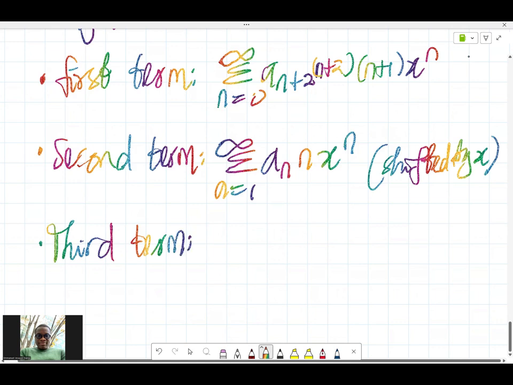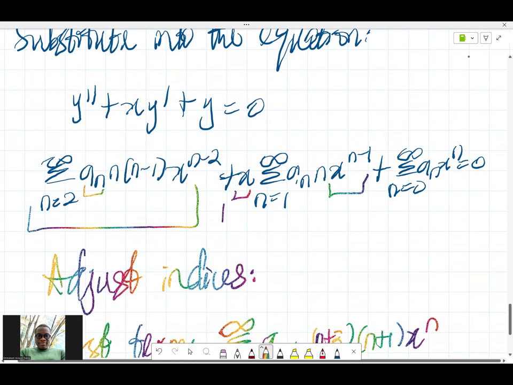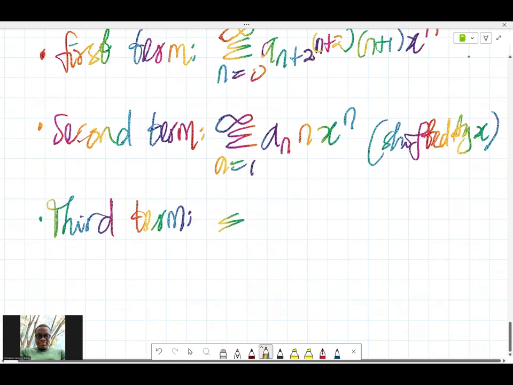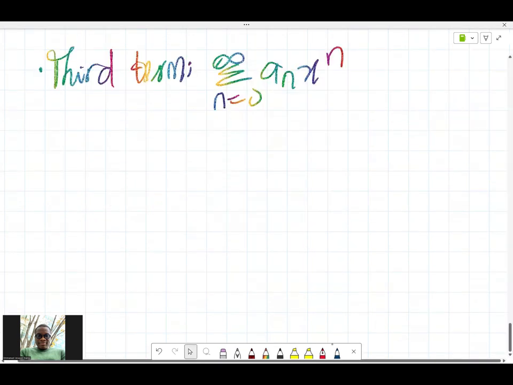So the third term is okay the way it is, right? So we've dealt with this. The third term is normal. We have x raised to power n already, so we don't have to worry about it. So we just have summation from n equals 0 to infinity of an x raised to power n. Okay, so that's okay. So the next thing we want to do is to combine.